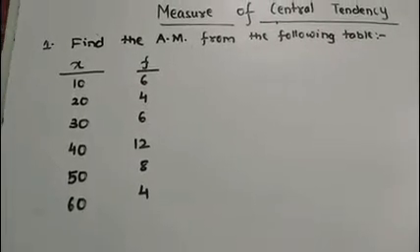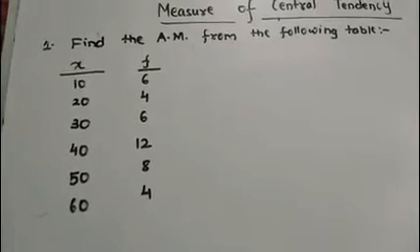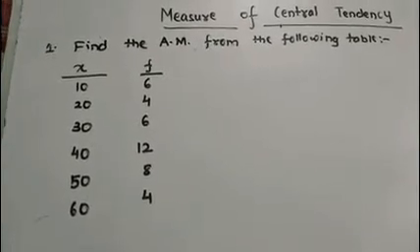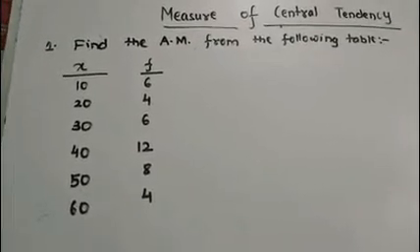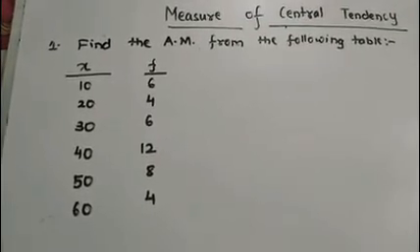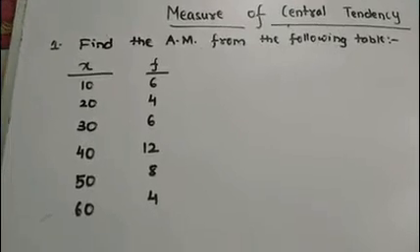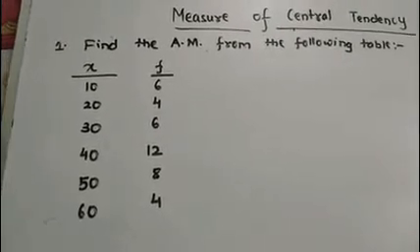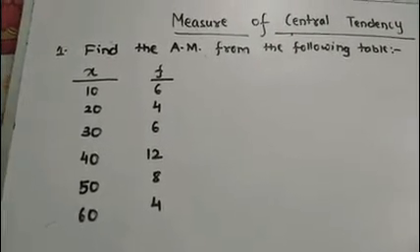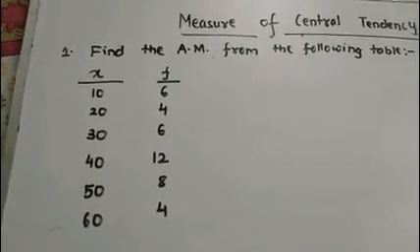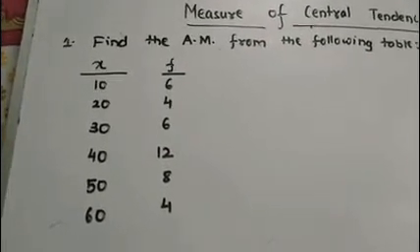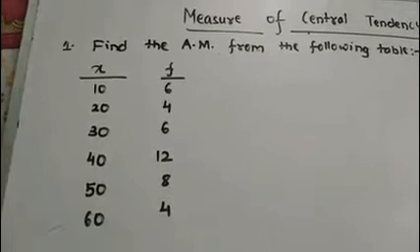Okay, so the first question is a very simple question. We have to find the arithmetic mean from the given table. Now what is the table here? Here x data is given to you: 10, 20, 30, 40, 50 and the last one 60, and with respect to that frequency is provided to you: 6, 4, 6, 12, 8, 4. Now we have to find the arithmetic mean and frequency is given to you. That means this comes in the category of weighted arithmetic mean.